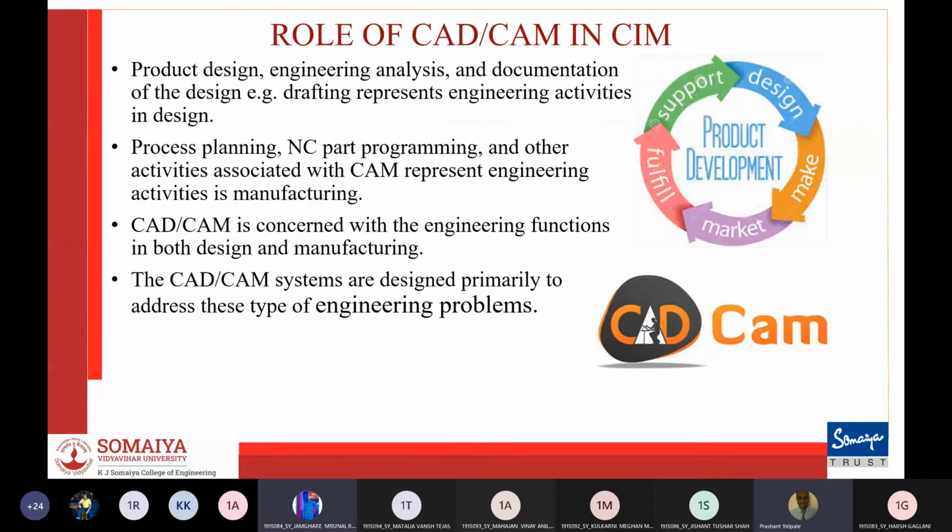Sir, when we talk about the engineering activities in design, which includes drafting, product designing, engineering analysis, and the activities in manufacturing such as process planning, NC part programming, and other activities associated with CAM, all these activities can be primarily addressed with CAD/CAM, and CAD/CAM is capable of functioning both design and manufacturing. Next slide.